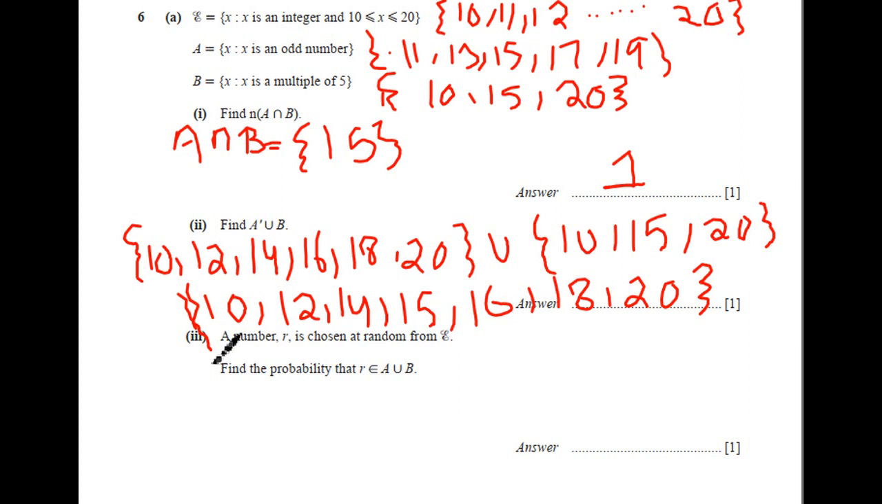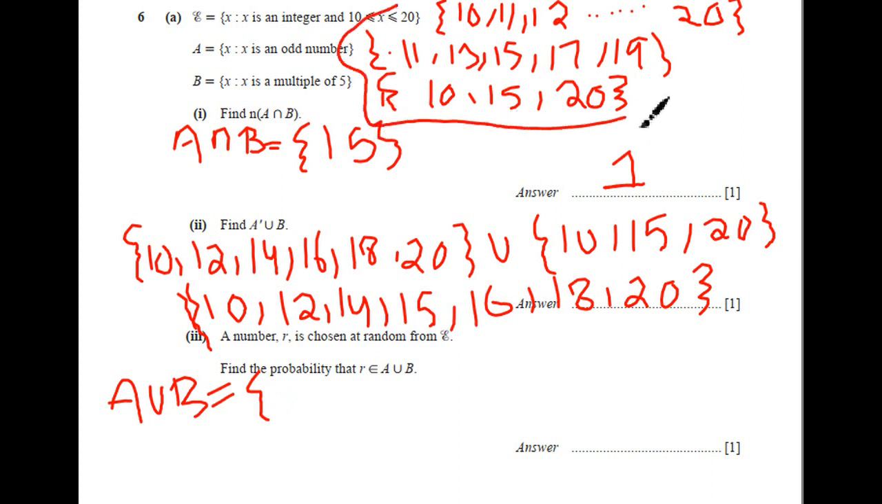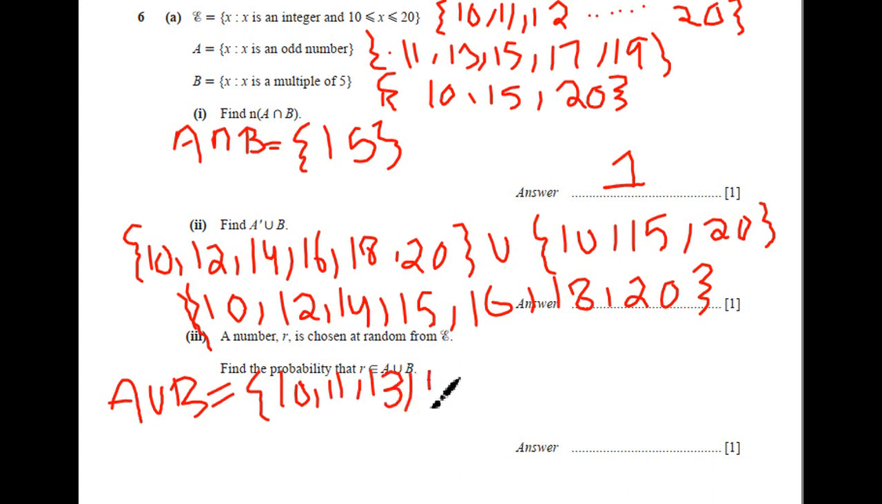Part 3, a number R is chosen at random from the universal set. Find the probability that R is an element of A union B. Now, what will be A union B? Let's see that first. A union B will have all these elements combined but without repeating any number. So we'll have 10, we'll have 11, we'll have 13, we'll write 15 once, then 17, then we'll write 19 and 20.